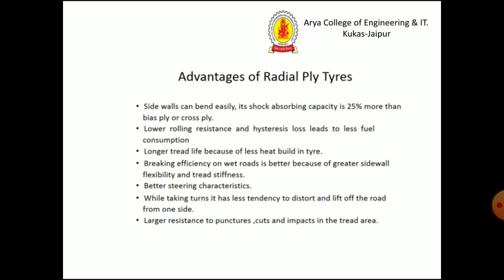There are several advantages of radial ply tires: the sidewalls can be easily bent, its shock absorbing capacity is 25% more than bias ply, it has lower rolling resistance, long tread life, better braking efficiency, and better steering characteristics. While taking a turn, it has less tendency to distort and lift off the road from one side, and it has greater resistance to punctures, cuts and impact in the tread areas.